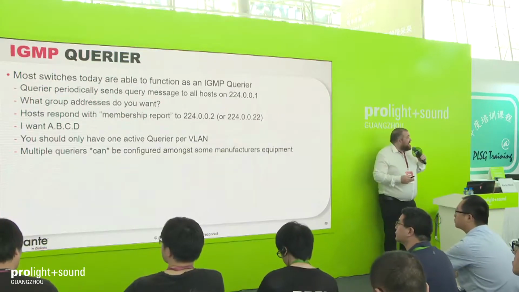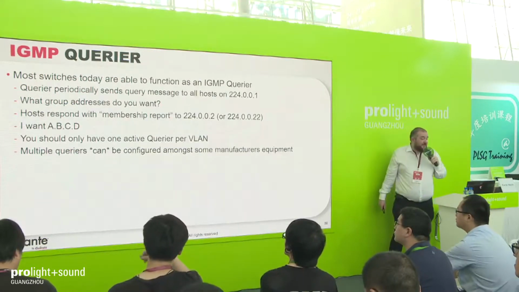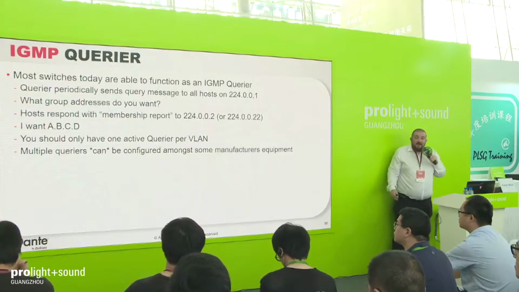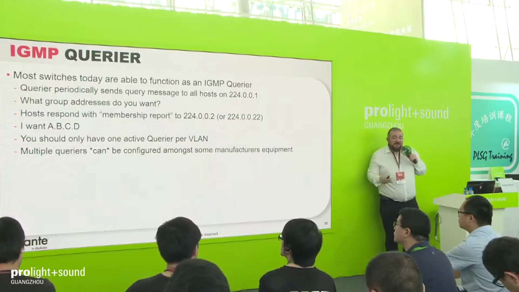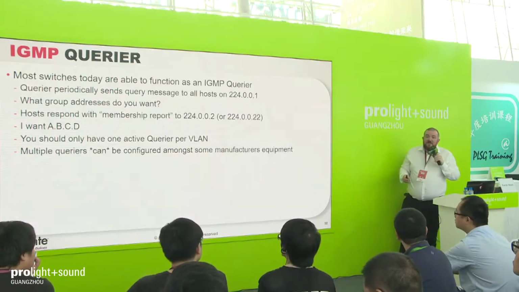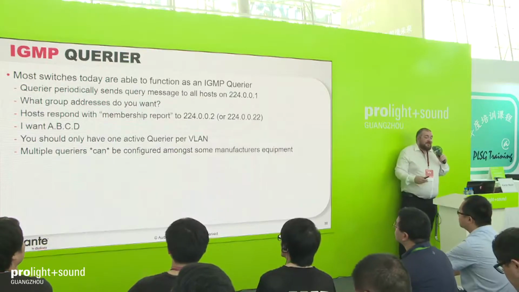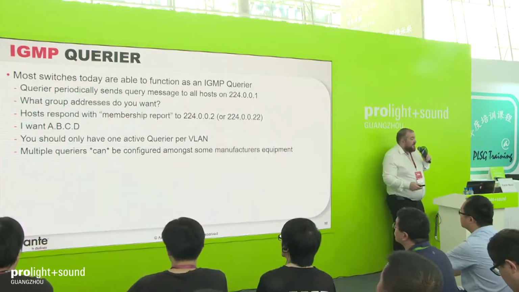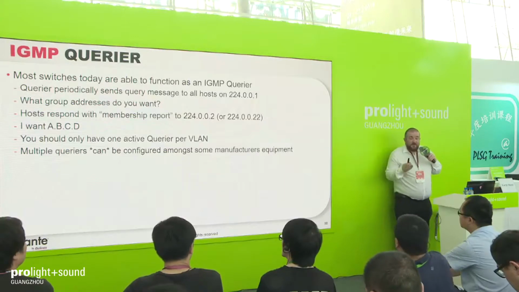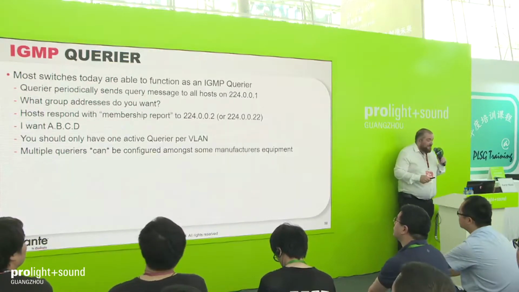So the key things we need in order to make IGMP work are an IGMP querier. Now, the nice thing with this is that most modern switches today which support IGMP are able to function as an IGMP querier. And what happens is a query message is periodically sent to this special multicast IP address, 224.0.0.1, which is called the all hosts multicast IP address. That means all the switches will forward this automatically without having to be told to. And it basically says which group addresses do you want. And when they receive this message, the host will send back either on 224.0.0.2 or 224.0.0.22 a list of which specific multicast groups they want to listen to.